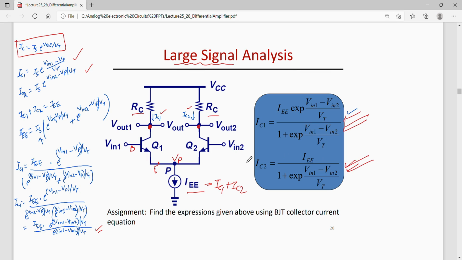These two depend upon the values of Vin1 and Vin2. So if Vin1 and Vin2 are the same, then one can say that IC1 is IC2. But if Vin1 and Vin2 are different, for example Vin1 is larger, then IC1 should be larger than IC2. By how much amount? That can be calculated by these two relations.